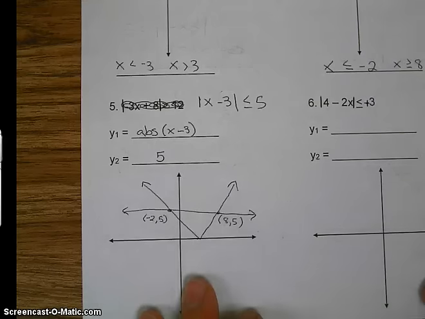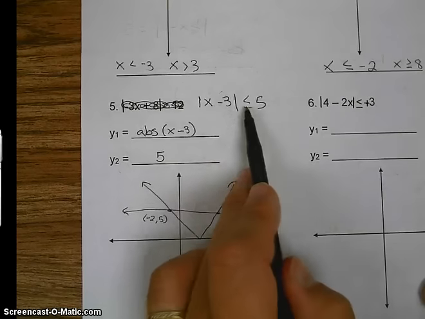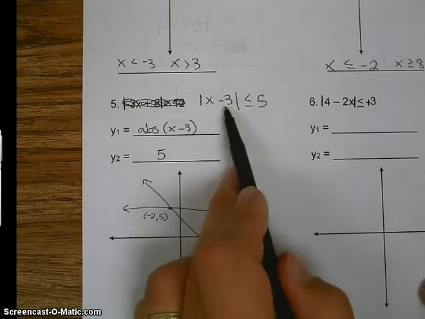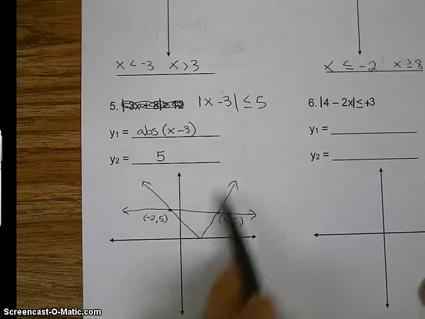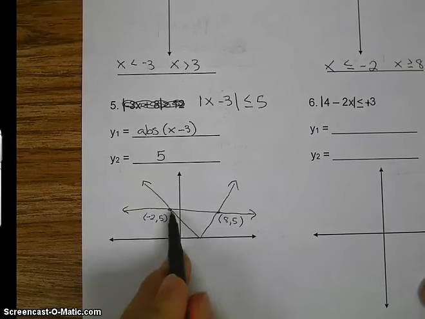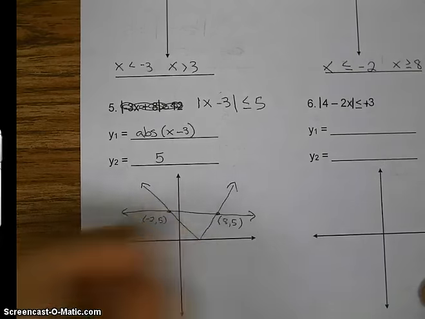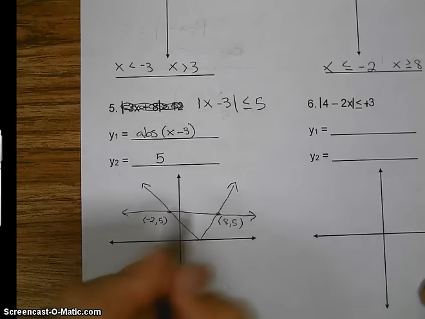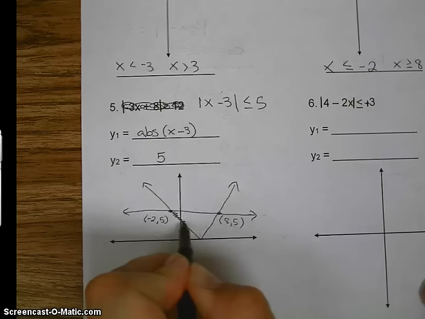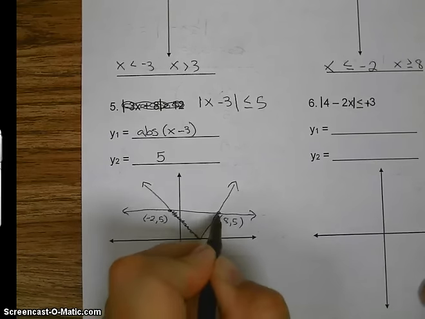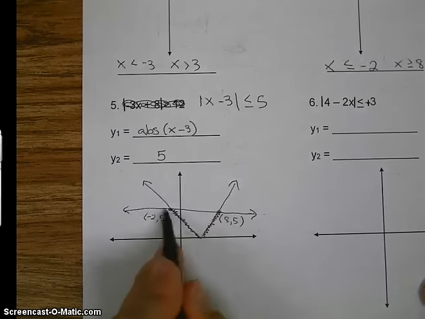Okay, let's take a look at a less than. So we have the absolute value of x minus 3 is less than or equal to 5. We put this one in for y1, this one in for y2, and then we graphed it. Then we use the instructions to find our points of intersection. Because it's less than, we're going to shade below 5. So we're shading below, and we're shading below.